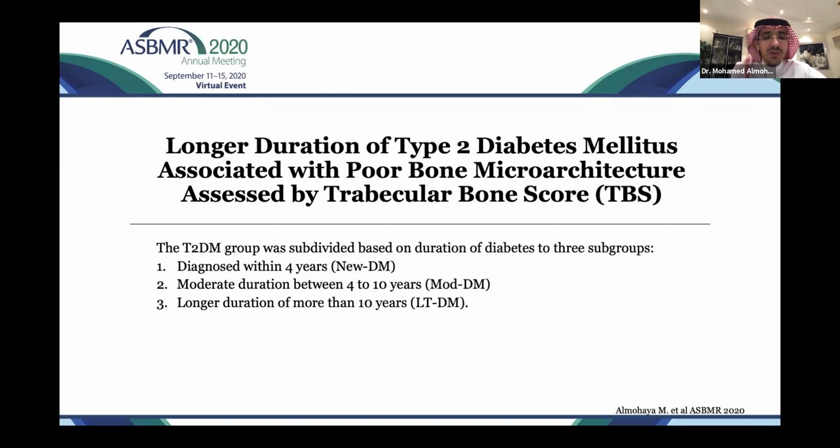So basically, we defined the duration of diabetes. If they had diabetes within 4 years, we classified them as new diabetes, and longer duration if their diabetes duration exceeded 10 years, for the purpose of the statistical analysis, of course.